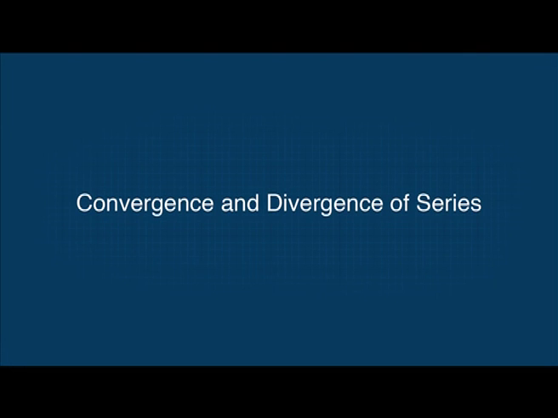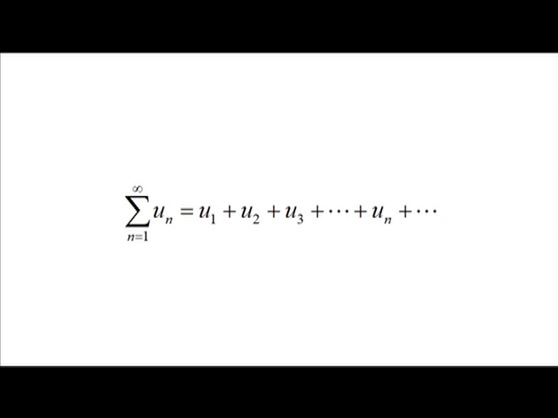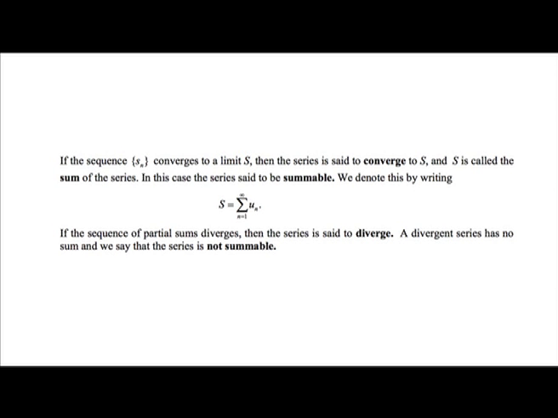Convergence and divergence of series. The convergence or divergence of a series is determined by examining the behavior of the sequence of partial sums of the series. Let Sn be the sequence of partial sums of the series summation un, n from 1 to infinity, which is equal to u1 plus u2 plus u3 plus etc. plus un plus etc. If the sequence Sn converges to a limit S, then the series is said to converge to S, and S is called the sum of the series. In this case, the series is said to be summable. We denote this by writing S equal to summation un, n from 1 to infinity.